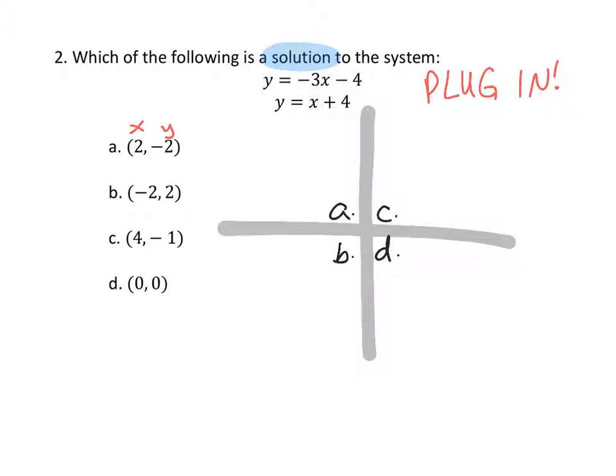So let's try plugging it into the first one. This equation starts with y. So instead of writing y, what am I going to plug in? -2. So this is going to be -2 equal to -3 times x. But what are we going to plug in for x? 2. That's what we're substituting in. Minus 4. In your brain or in your calculator, you just figure this out. What is -3 times 2? -6. And -6 minus 4?